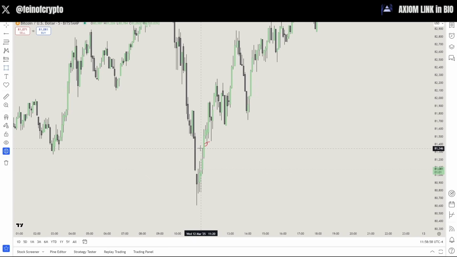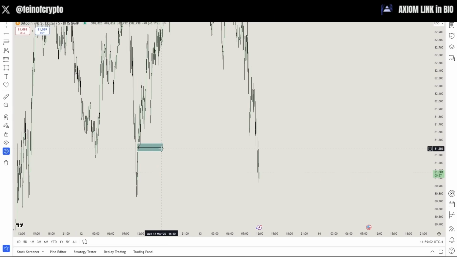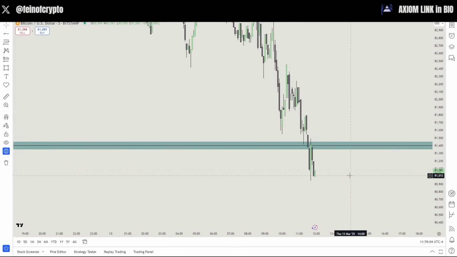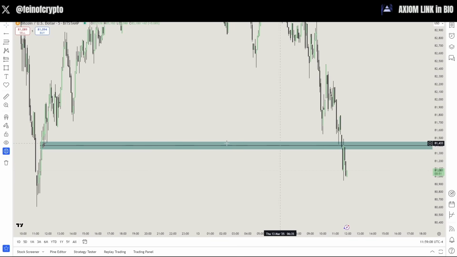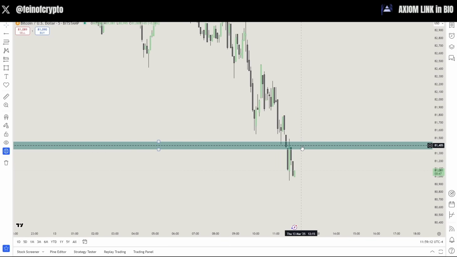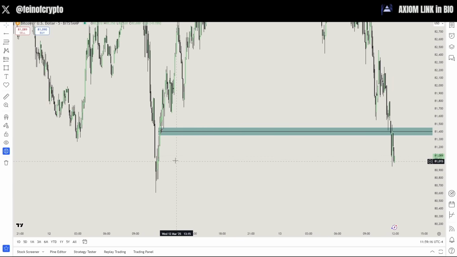We have a fair value gap right here and liquidity. See that? Let's drag it across. See what happens. And look what happens. We dump on the 5 minute. We come back into the fair value gap. Now it's an inversion. We reject the middle line, which is the 50%, which is the most important price level of it, and we dump, right?